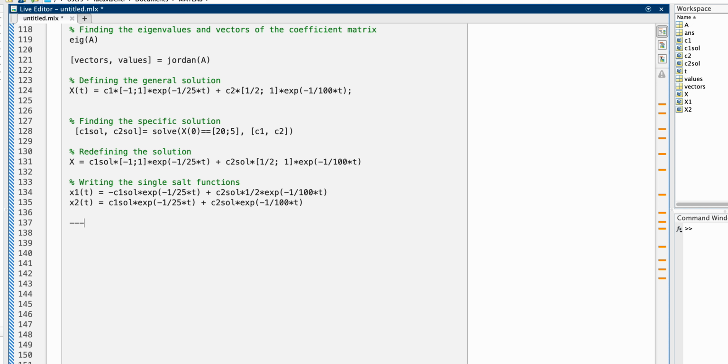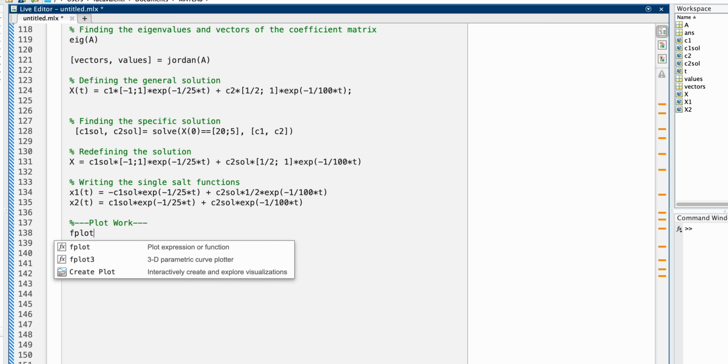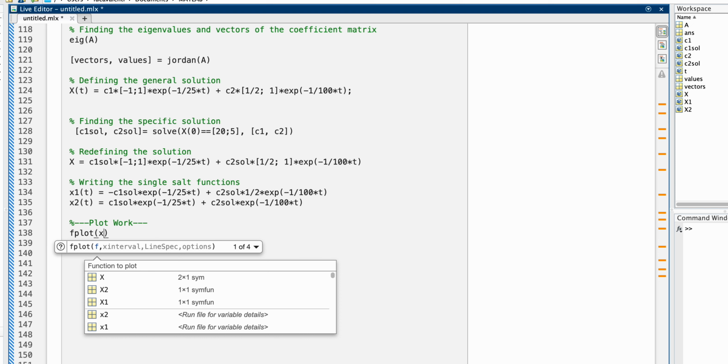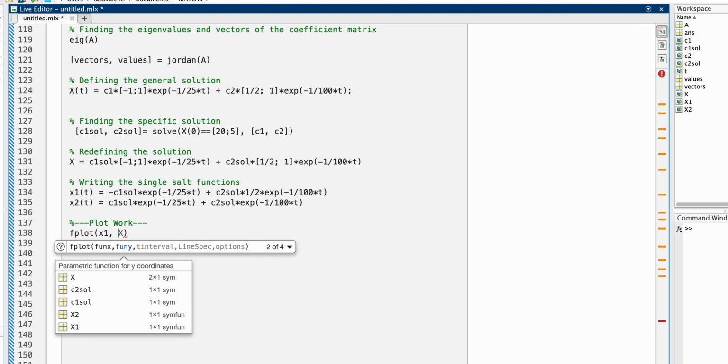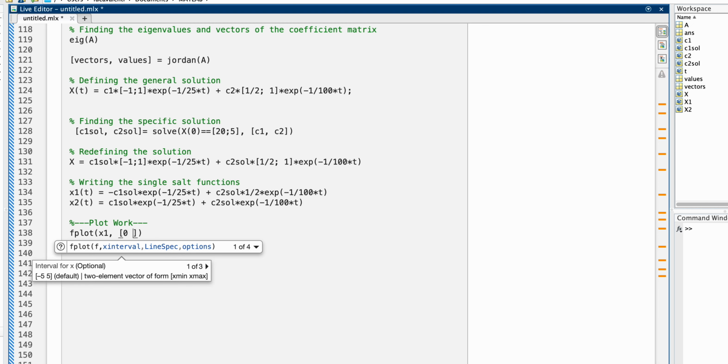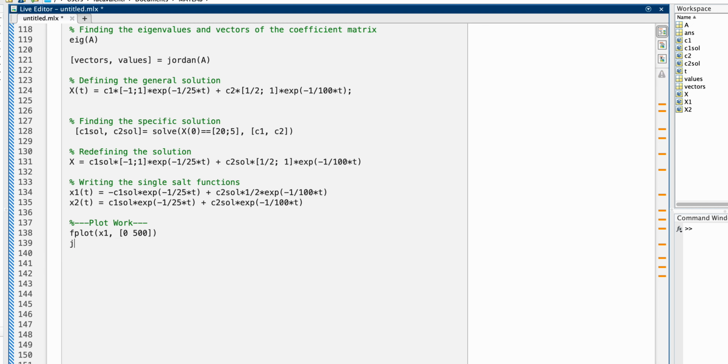Now we can do our plot work. Okay, so how do we do that? Well, the fplot command in Matlab is very useful for this because it plots functions, and we want to put an interval. The interval of plotting will be from 0 to 500. I'll write hold on. What does this mean? It means that whatever command I write after this is going to be added to this picture.